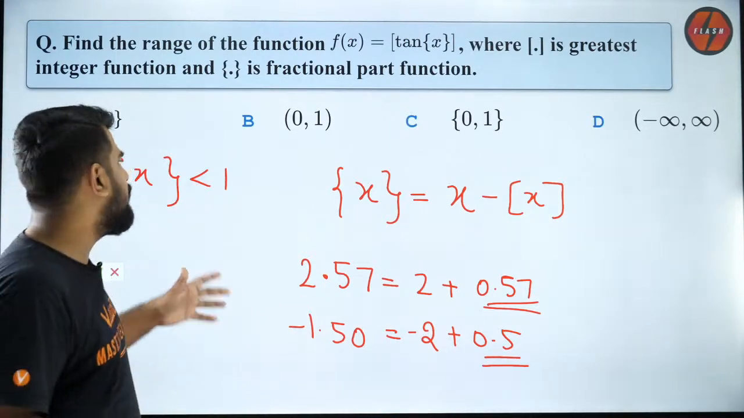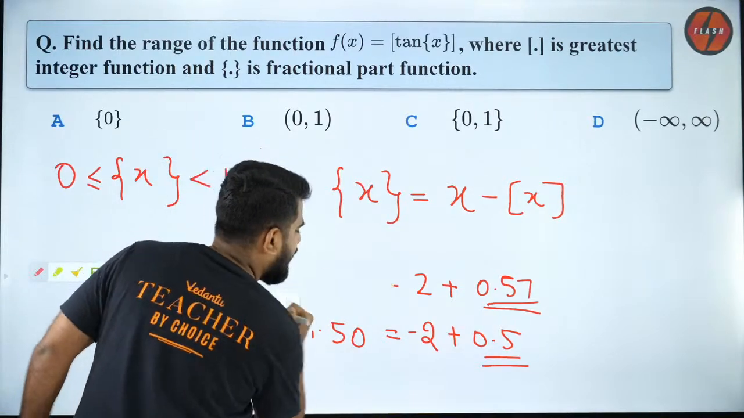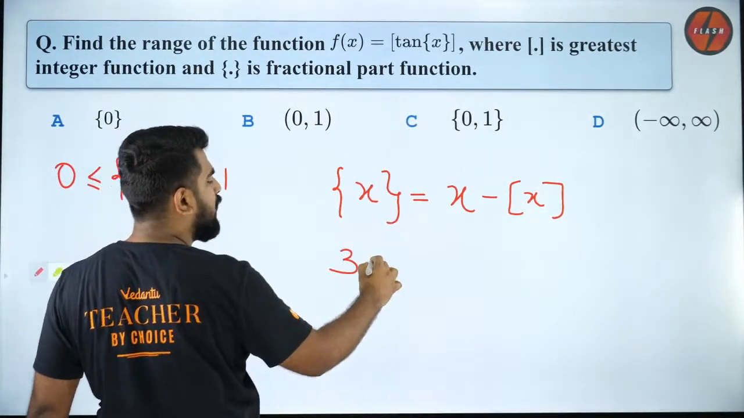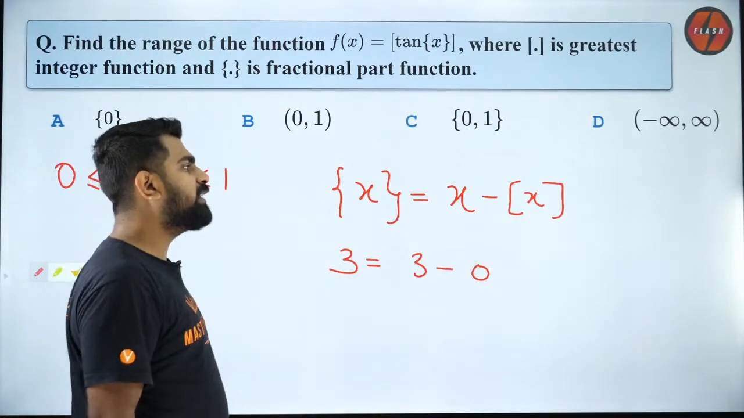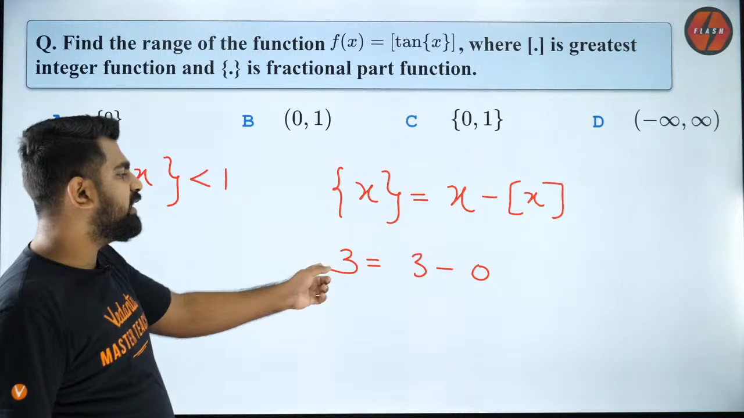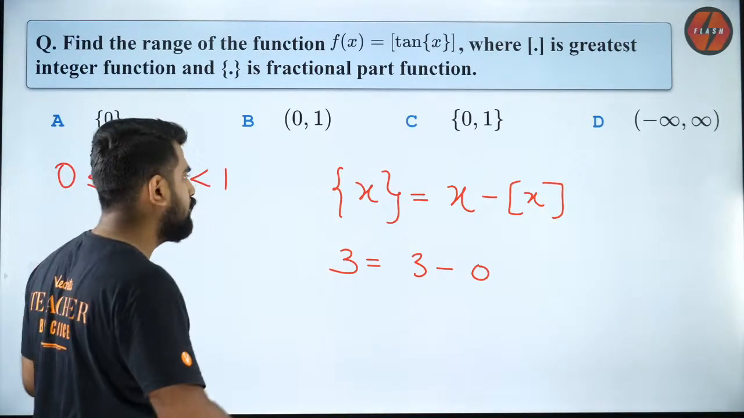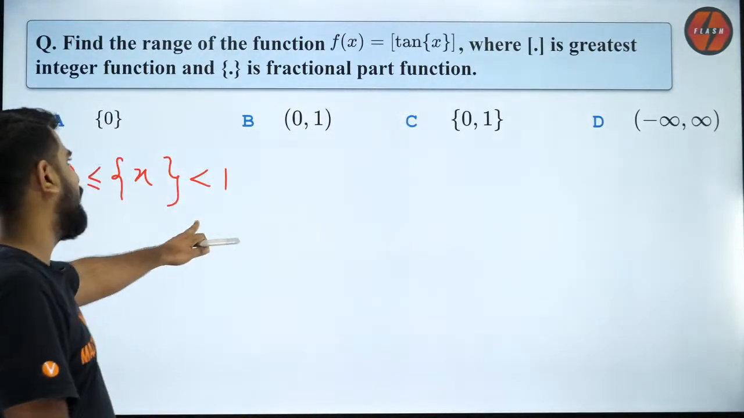The fractional part can be 0 when you have an exact integer. So let's say I have an exact integer. Let's say 3. How can I write 3's fractional part? It is going to be 3 minus 0. Isn't it? So 3 is the integer part, 0 is the fractional part. So fractional part always lies between 0 to 1.